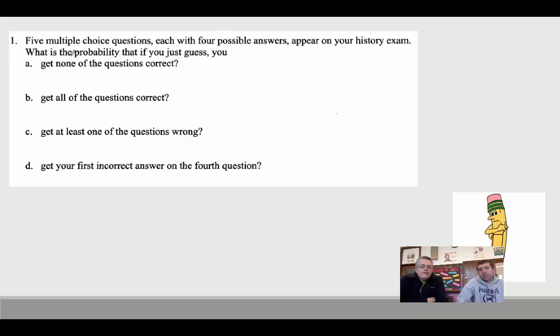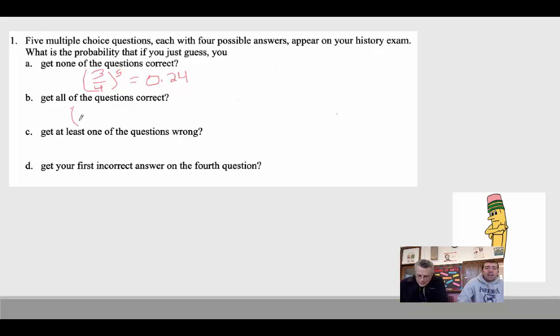So the probability that the first one is incorrect would be 3 out of 4. And then, since we have 5 questions, that's to the 5th power. Okay, so 3/4 raised to the 5th is 0.24. Wow, 24% chance that none of them are correct. That's pretty high. All right, what's the probability to get all the questions correct?